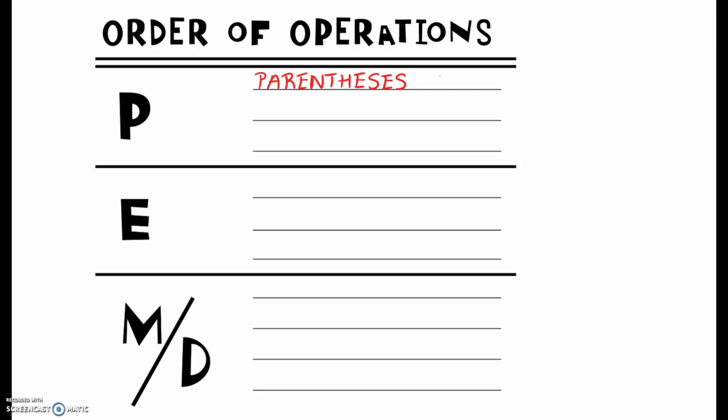work outward. So we're going to make a note: simplify within parentheses first. The E stands for exponents, all right? If you have anything raised to a power, that has to be simplified next.